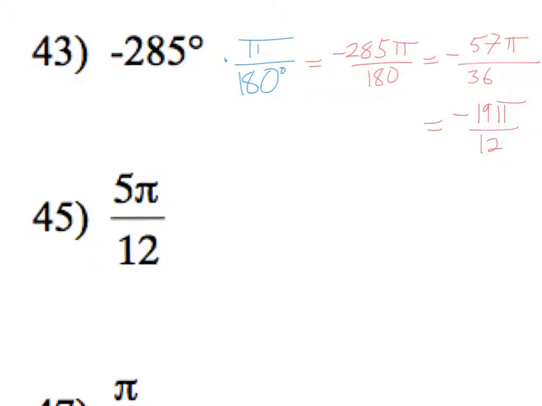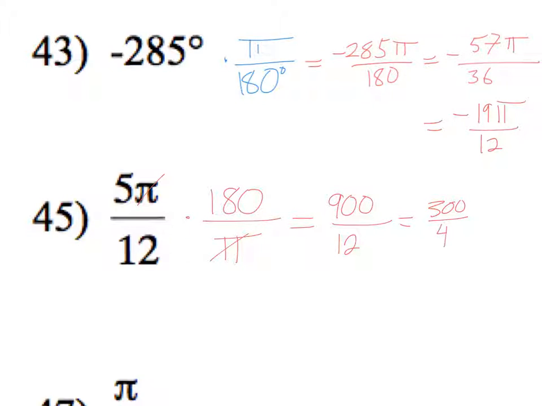For 45, I'm going to convert this to degrees, which means I'm going to multiply by 180 divided by pi. All right, 5 times 180 is going to be 900. My pi's cancel out, and I've got 12 on the bottom. I know both of these are divisible by 3. That would be 300 over 4, and 300 divided by 4 is going to be 75 degrees.